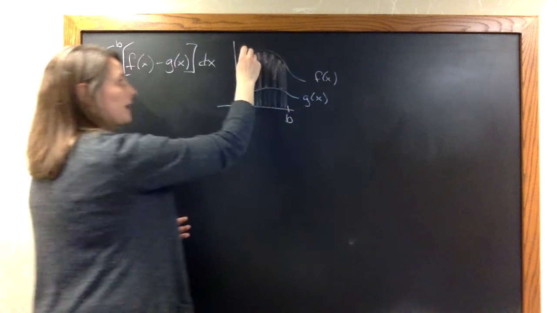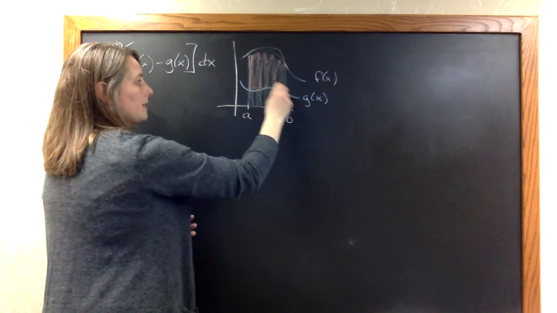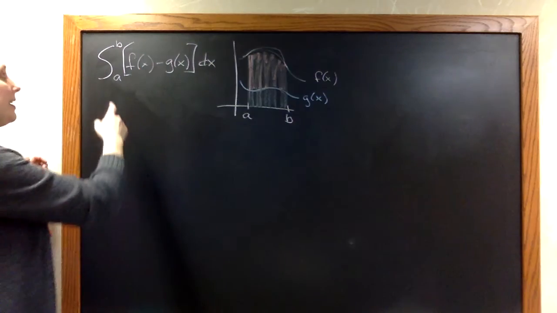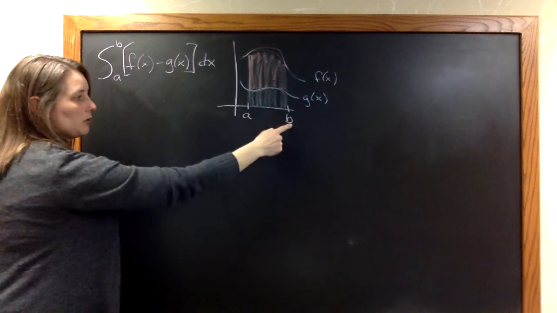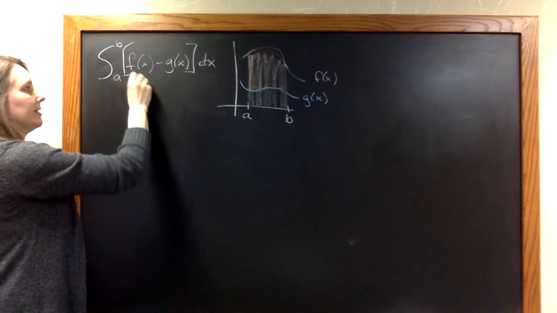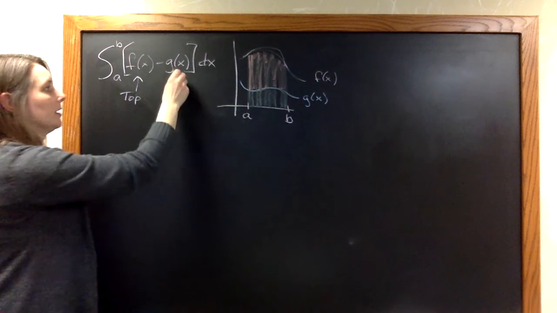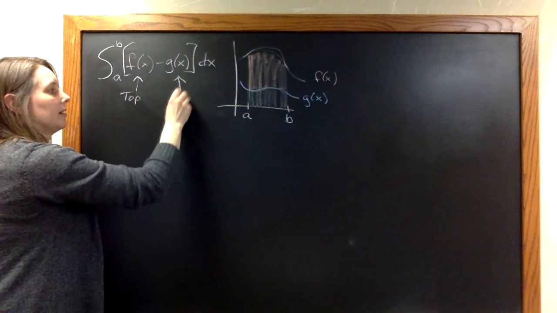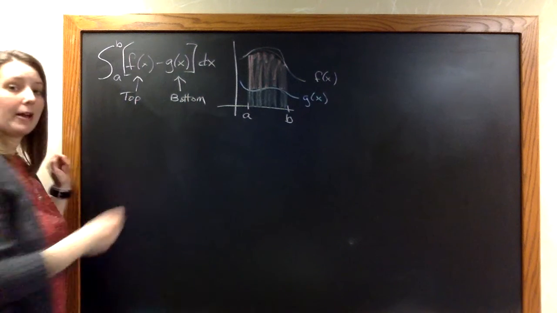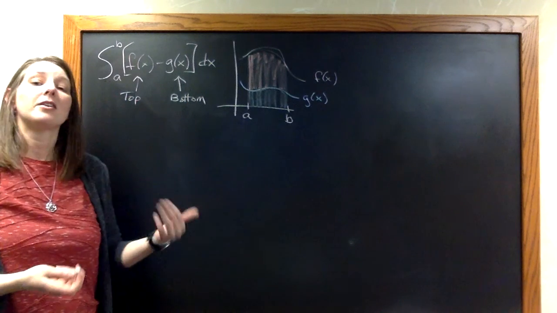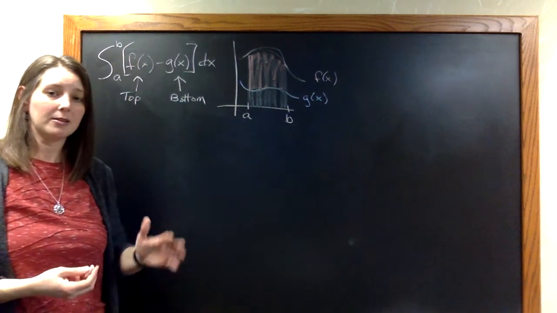So how to find this red area between function f of x and function g of x is you go from a to b, those are your two points, and this is the top curve. It doesn't have to be a curve, obviously, it can be a line, minus the bottom curve. Okay, and that's basically it. We're going to do some example problems with that.